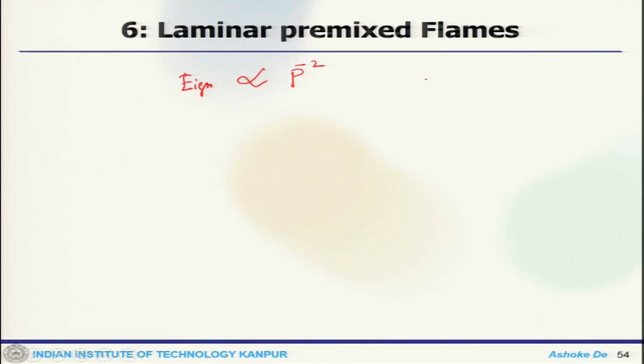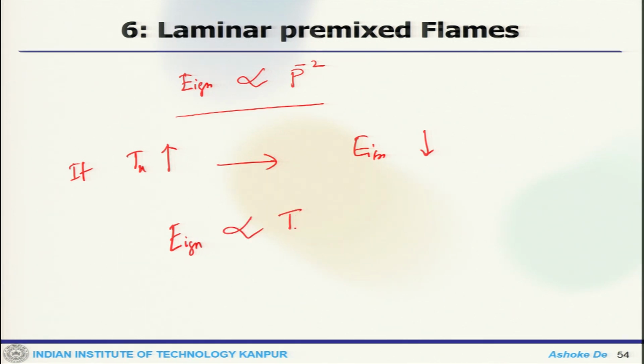So, this actually agrees quite well with the experimental observation. This has already been proven fact. Now, if T unburned is increased, then what happens to the ignition energy? Ignition energy also decreases, because ignition energy is proportional to T unburned to some negative power.